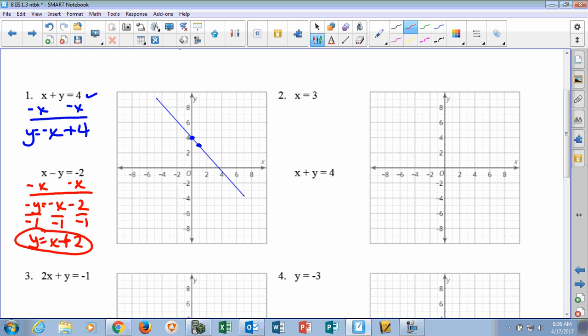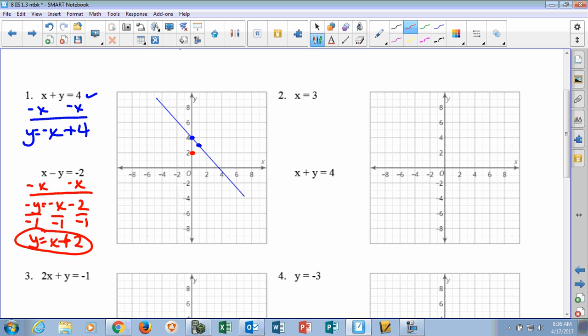William, what is my y-intercept? 2, right? So where's 2 on the graph? Where's it at? Is it here? What intercept is this? X. So where's y? Right here, right?